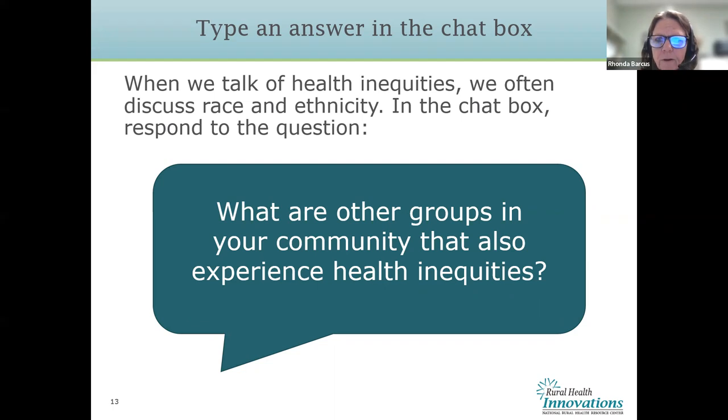So what are some other, and Kim, if you don't mind, if you're able to see the chat box, could you read out if there are any responses? So what are other groups in your community that also experience health inequities? It may be a race or ethnicity, but think about the other groups that are maybe underserved, that don't have the same access to services or care as others do.